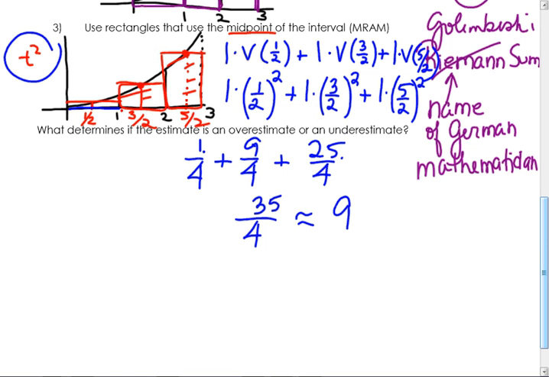9. Well, it's closer to 9 than it is to 8. It's a little bit smaller than 9, right? Should we find the exact answer?